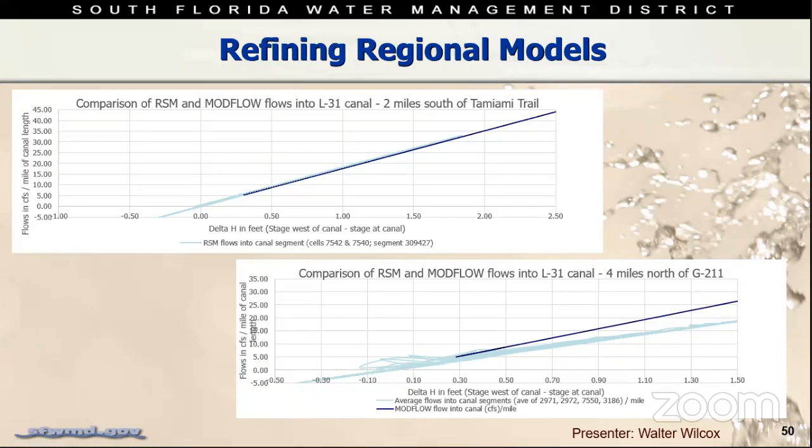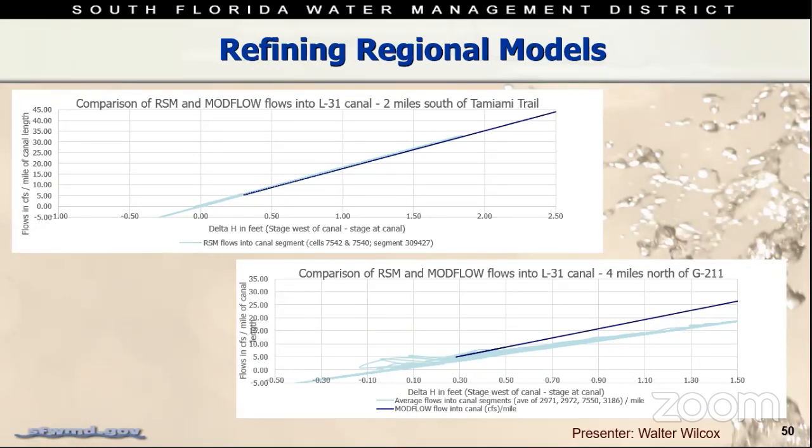And this is just an example of one of the exercises that we went through, where we were comparing the flow under the wall relative to the stage gradient from west to east of the canal. You can see the darker blue line, which is the MODFLOW response, and the lighter blue line, which is the RSM response. There's some correspondence being achieved given the different scales of the models.